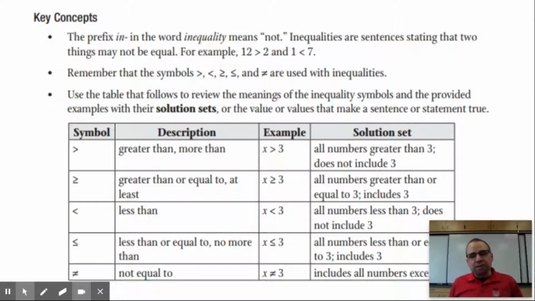Take a moment to pause the screen and take a look at the different symbols versus their description, an example in the solution set for each of these, the greater than or equal to, less than or equal to. Take a moment to pause it and we'll talk about it.